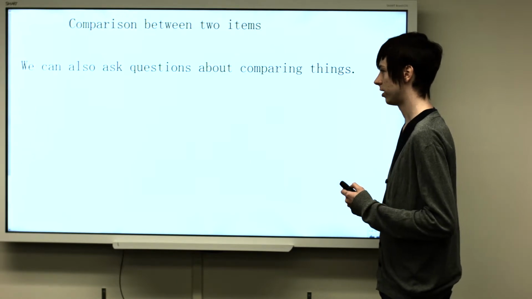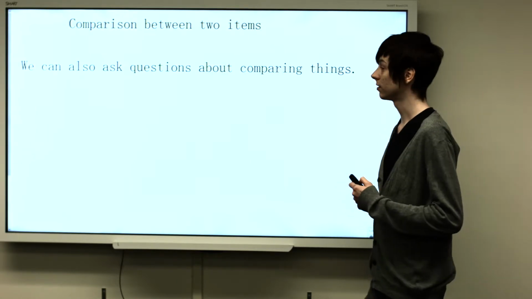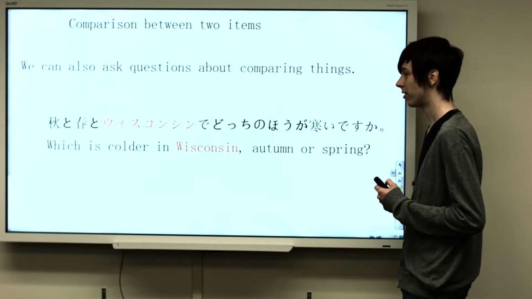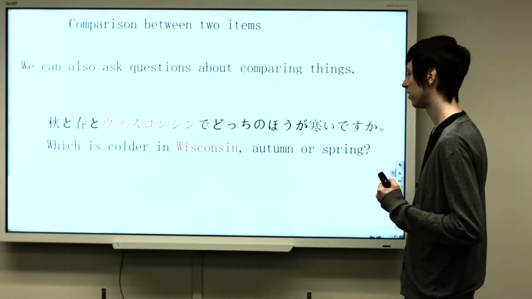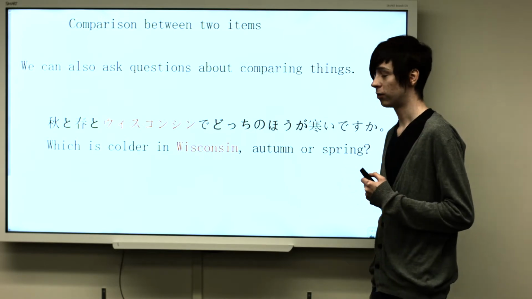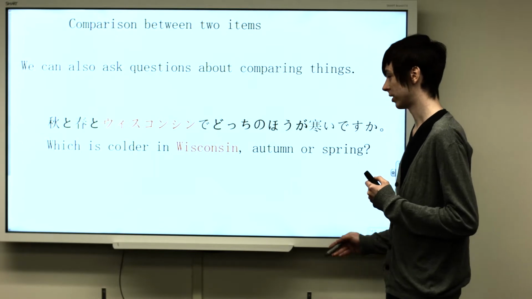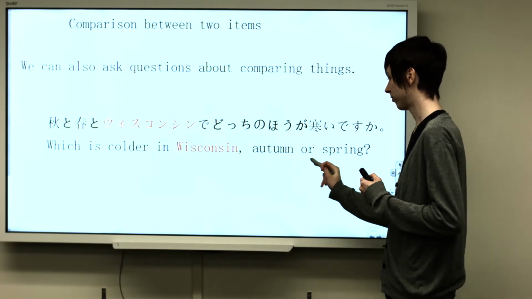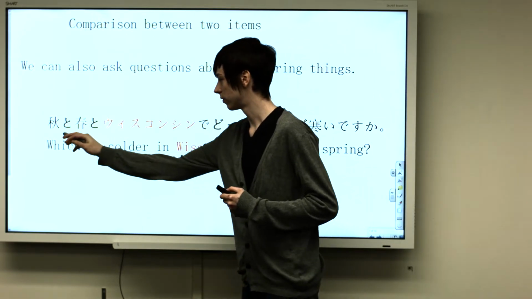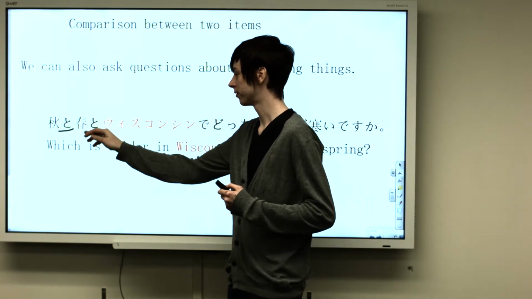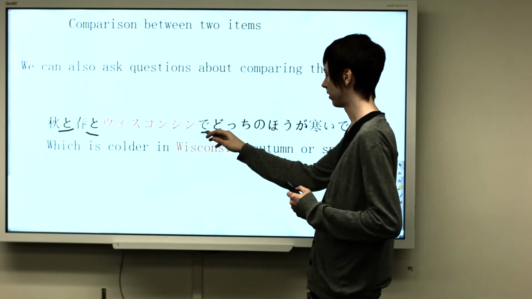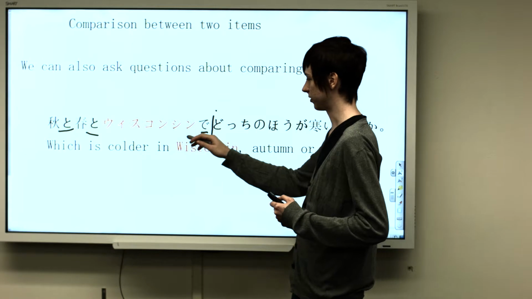Okay. We can also ask questions about comparing things. For example, Aki to haru to Wisconsin de dochi no hou ga samui desu ka? So which is colder in Wisconsin? Autumn or spring? So Aki to haru to Wisconsin de. So that's its own little clause over there.